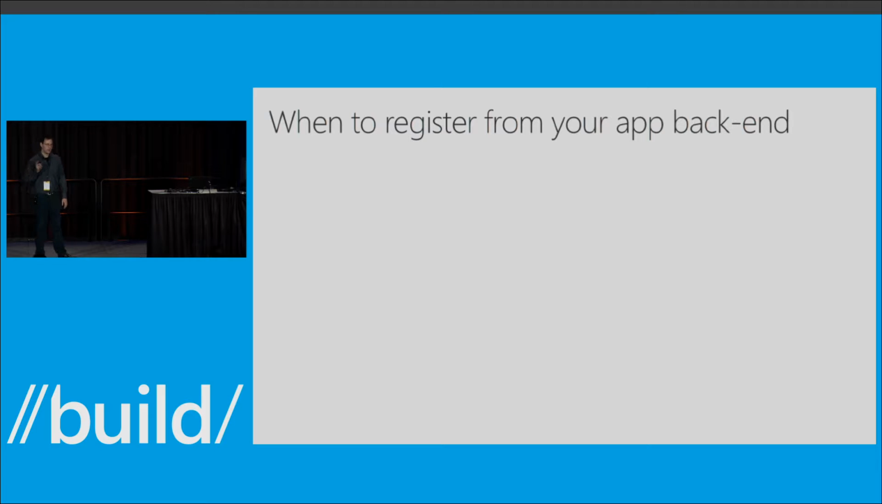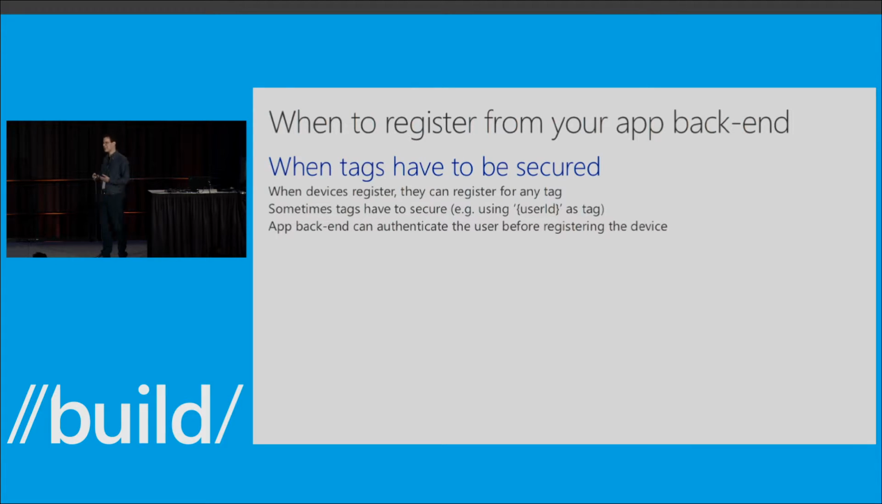So when do you exactly want to register from your app backend? There are basically two main scenarios. The first is when tags have to be secured. You saw that we put the credentials in the mobile app. That basically means that anybody can register for any tags, because the Notification Hub doesn't know who's who and doesn't know who's authorized to subscribe for which tag.